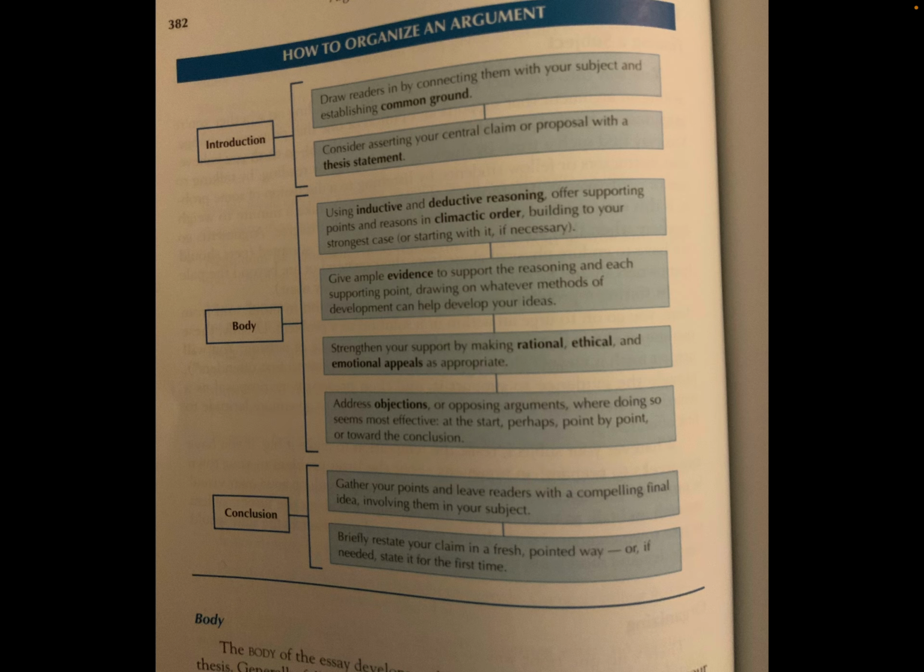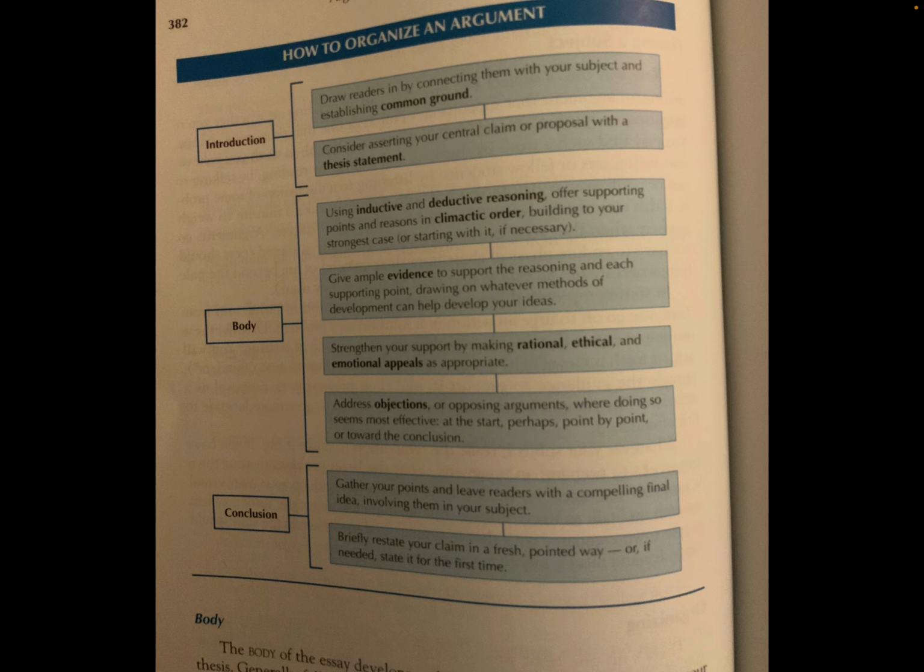In the book on page 382, it tells you how to organize an argument. For the introduction, it says draw readers in by connecting them with your subject and establish common ground. I did that with my first 2 sentences. And then consider asserting your central claim or proposal with a thesis statement. This was my last sentence that I wrote, where I have the 3 topics or subjects that I will talk about within this topic.